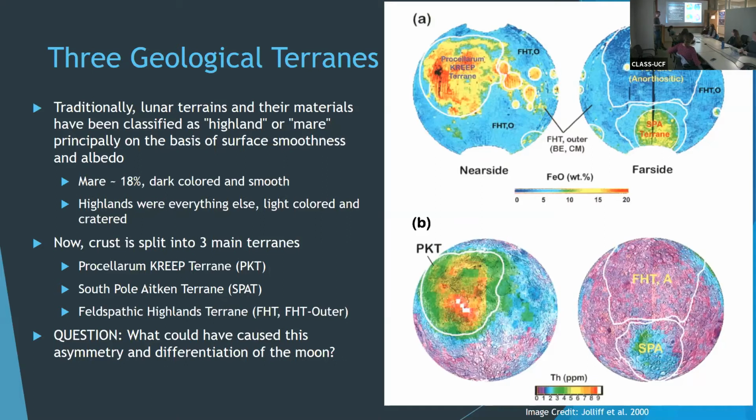Isn't it the Imbrian impact that was such a big impact? Kind of pushed everything to the near side? Yeah, like that's why the near side is mostly mare. It's more impact. Probably does have something to do with tidal locking, though. Why the near side has more impact.